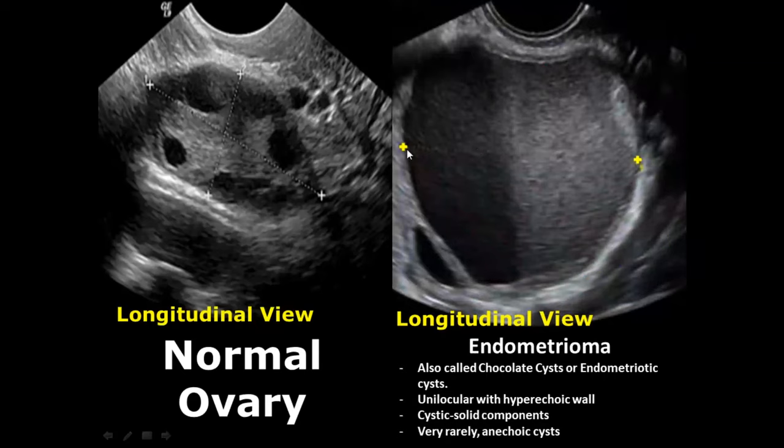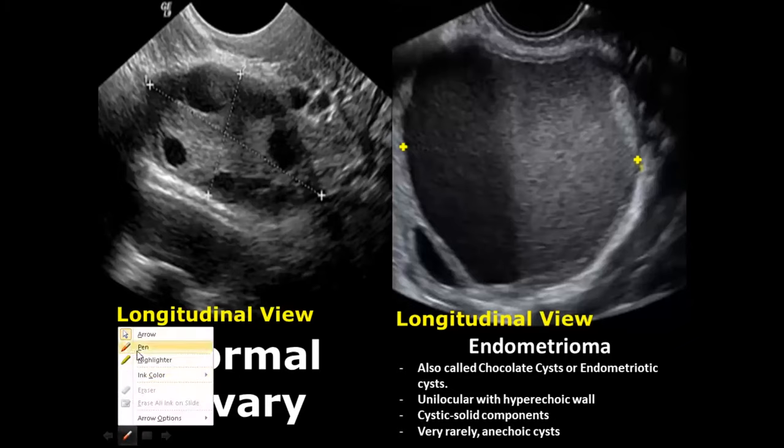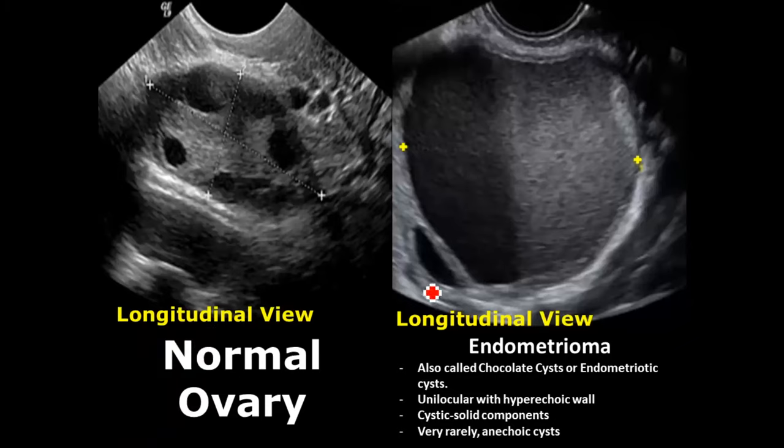Endometriomas, also known as chocolate cysts, have a unilocular appearance. Unilocular means single compartment. These locules are compartments. So this one has only one compartment and it has thick walls, and internal echoes like a ground glass appearance. And it has cystic and solid components. This one is cystic, slightly lower in echogenicity, and this is the solid component, slightly more in echogenicity.